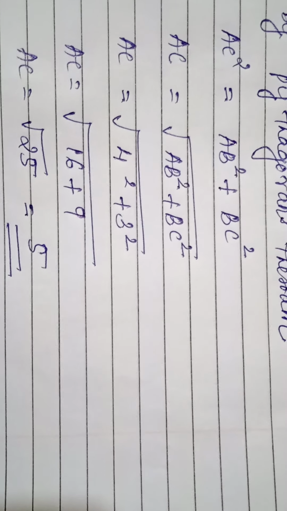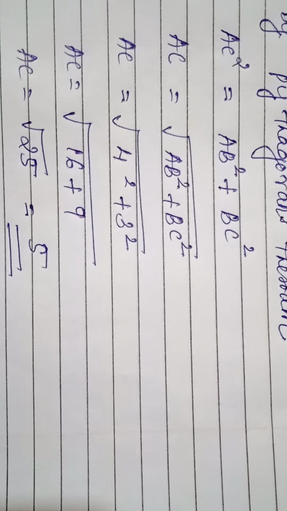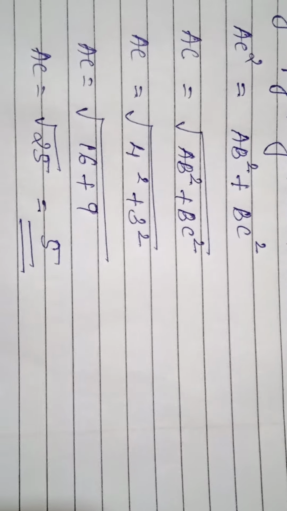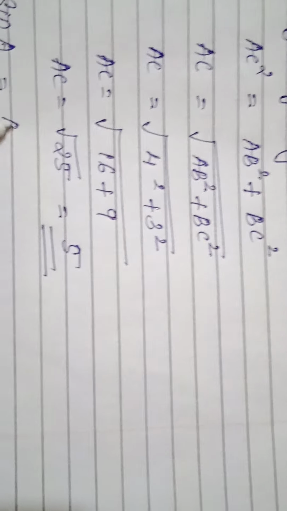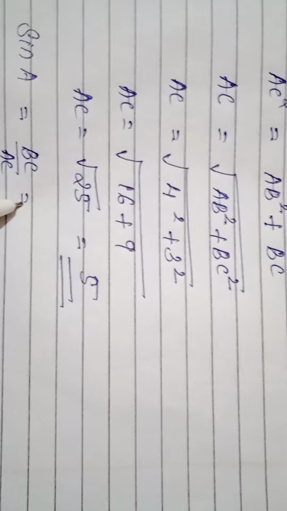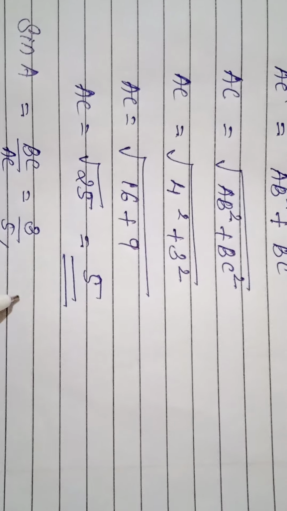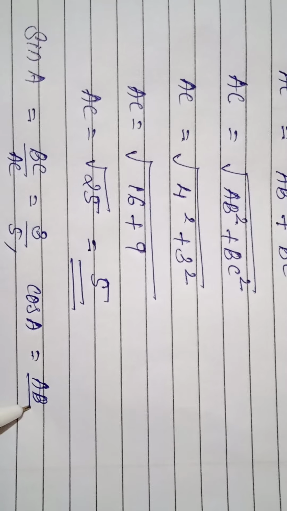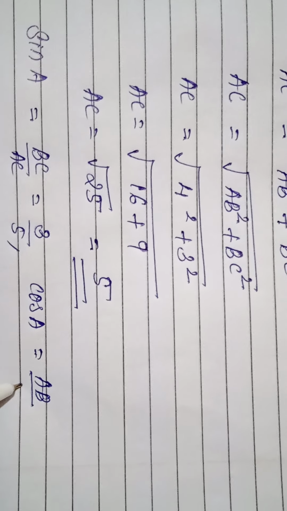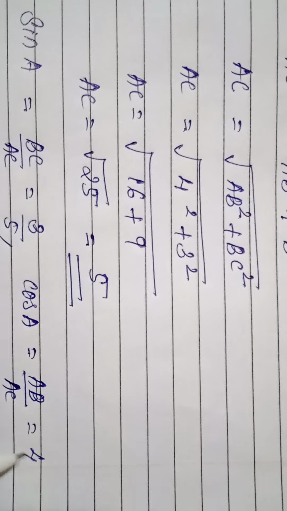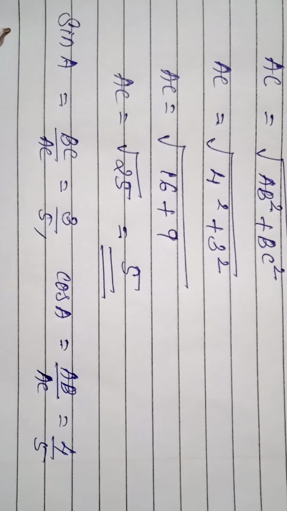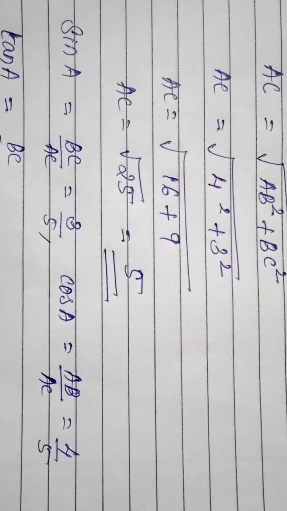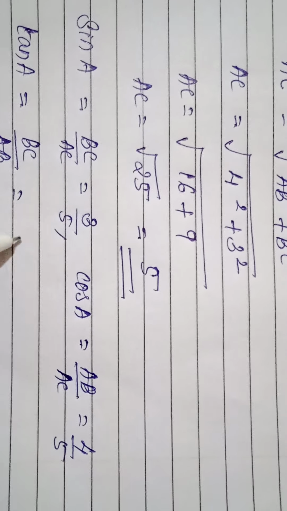Then we have to find each of the six trigonometric ratios. First one is sin A. Sin A equals BC by AC, that is 3 by 5. Then cos A equals AB by AC. AB means base, AC means hypotenuse, that is 4 by 5. Then tan A. Tan A equals BC by AB, that is 3 by 4.